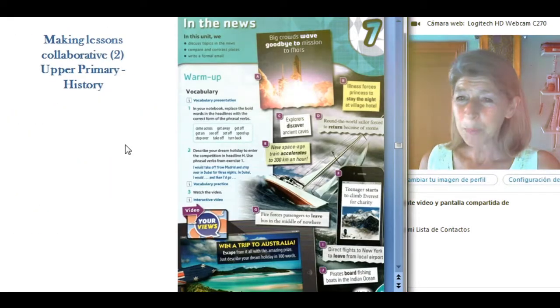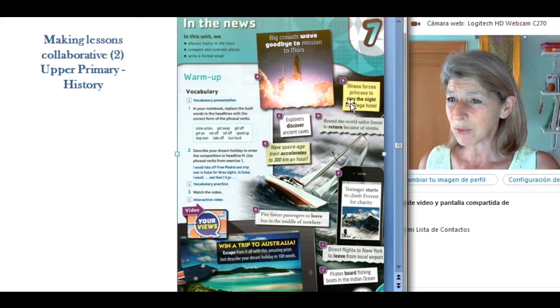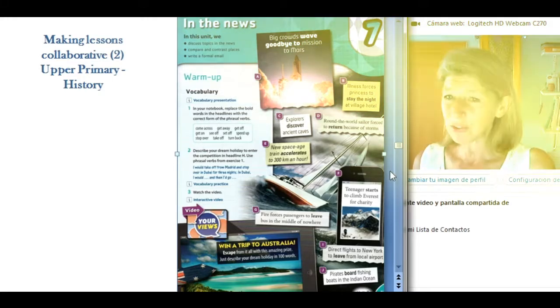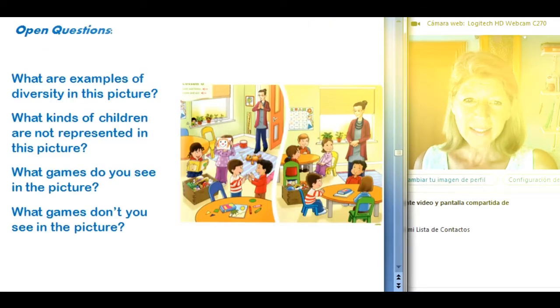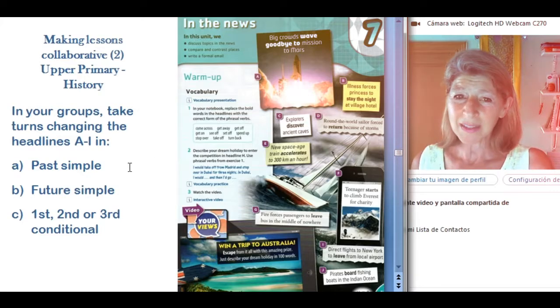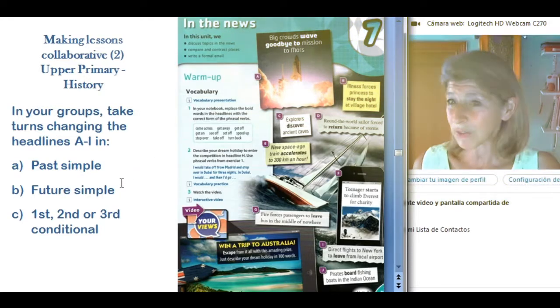Now, let's go into an upper primary class, a textbook on history. We have images. This seems very familiar to you, and the questions are going to be written and very straightforward. Let's make it more active. So, in their groups, they can take turns using these sentences and putting them in the past simple, in the future simple, in the first, second, or third conditional, for instance.